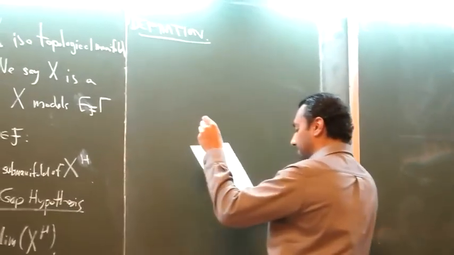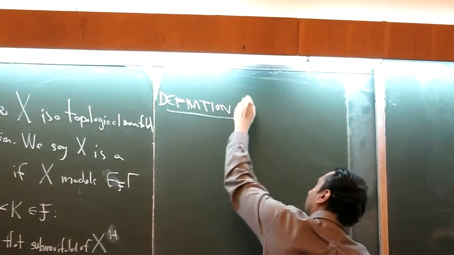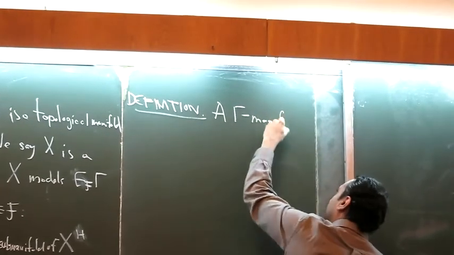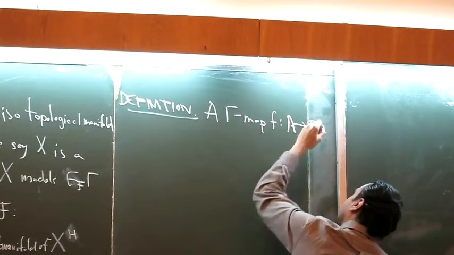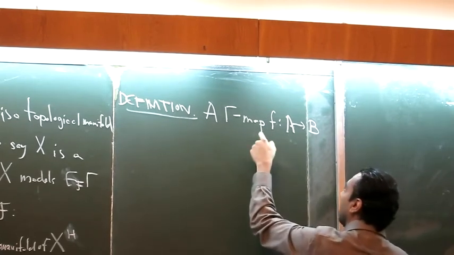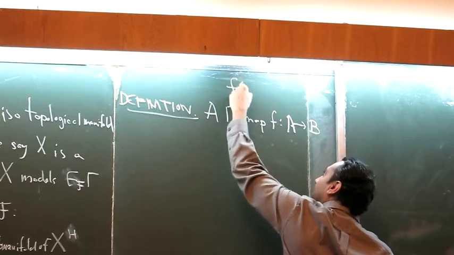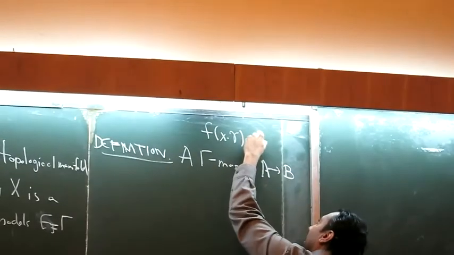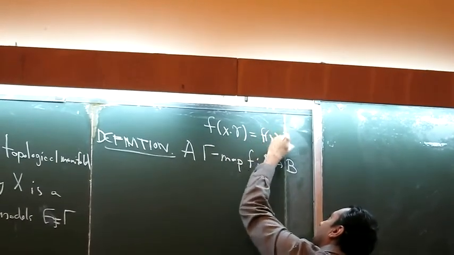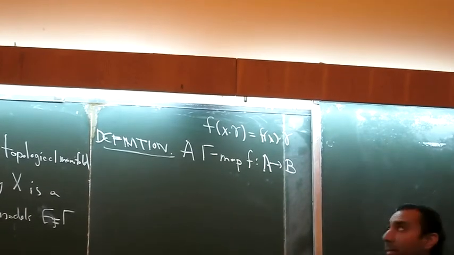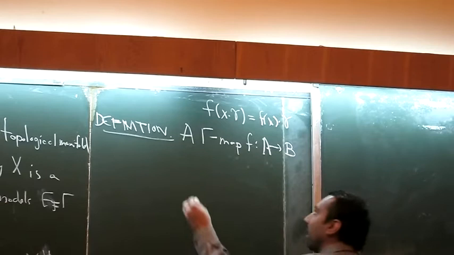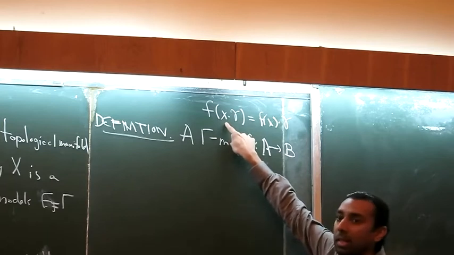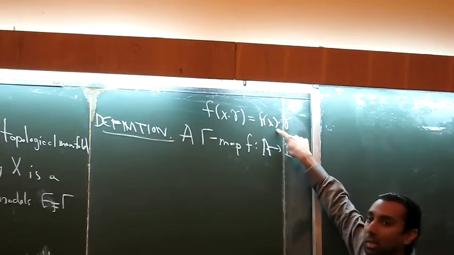So, a gamma map F from A to B. This means that F of X gamma equals F of X gamma. This is a gamma map. It's equivariant. This implies if gamma stabilizes X, then gamma also stabilizes F of X.